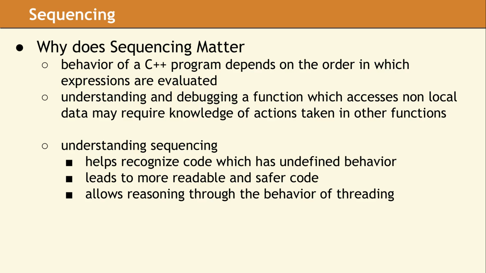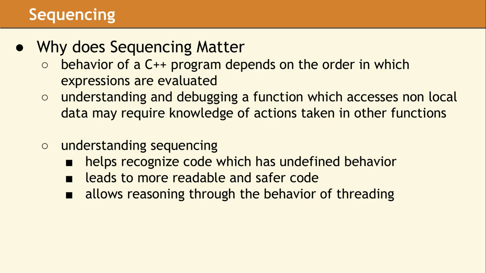The arbitrary reordering of expressions by the compiler can only occur at specific places which are well defined by the standard. The rules of sequencing are what constrains this process. As a developer, understanding sequencing may help to avoid potential bugs in your code. As an example, when you are debugging a function which accesses non-local data, it may actually be necessary to look at expressions which were evaluated prior to the current function in order to figure out what really happened.